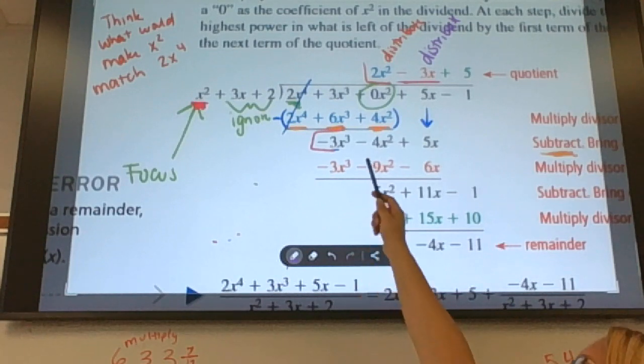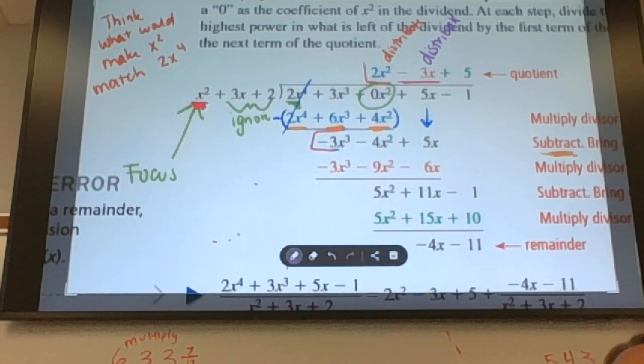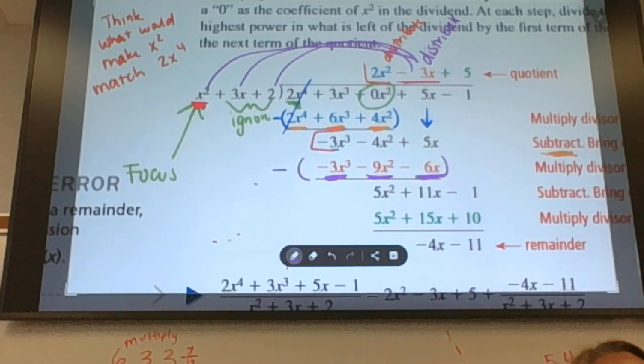I use it in the subtraction only. Now I distribute again. I write down the product here. Negative 3 times 3 is negative 9. Negative 3 times 2 is negative 6. Subtract down. Rocco, did you have a question?